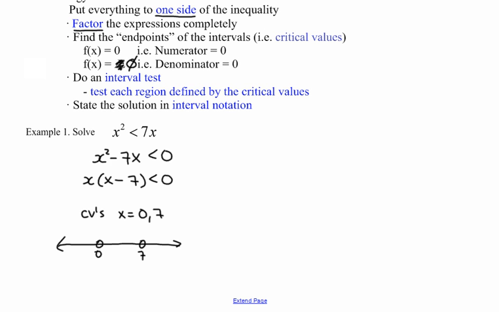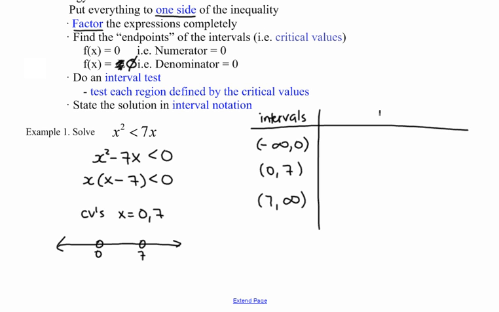Okay, well, there's 3 different intervals we have to look at. We're going to have to test from negative infinity to 0, from 0 to 7, and then from 7 to infinity. So these are my 3 intervals. So if you have 2 critical values, you'll have 3 intervals, always one more than the number of critical values. So those are my intervals.